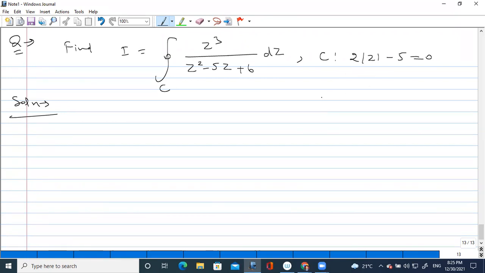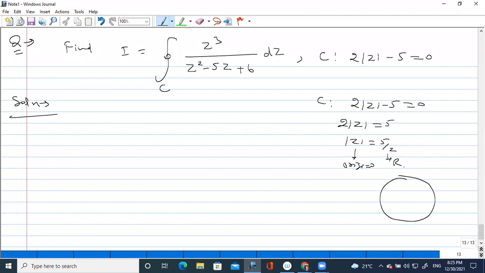See how to make this circle. This circle is 2z minus 5 equal to 0. So simplify it. It will be 2z equal to 5, or z equal to 5 by 2. Now it is clear. This is your radius. Origin is 0. So simply you can make it. This is the imaginary axis, this is the real axis, and the origin is here. So it is 2.5, so 2.5 is your radius.